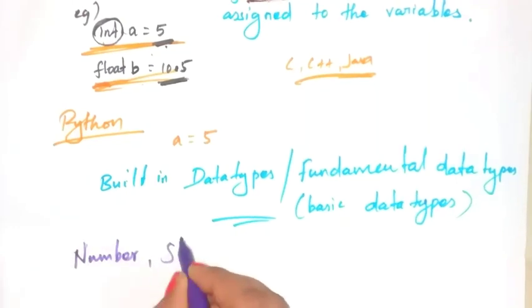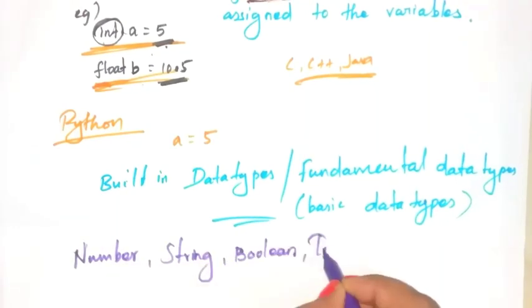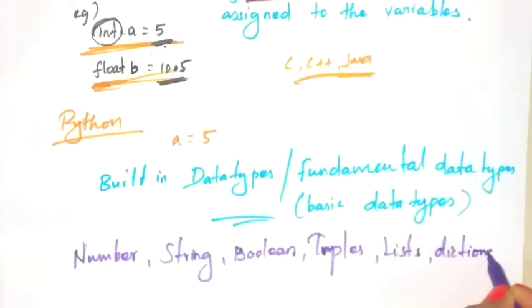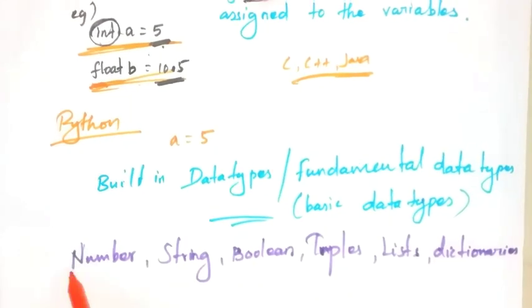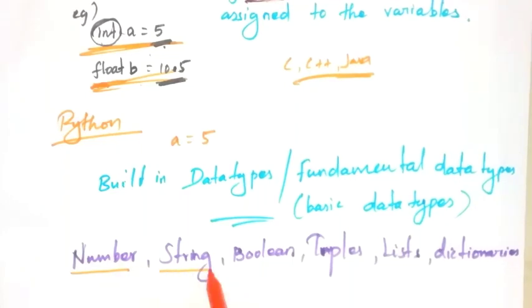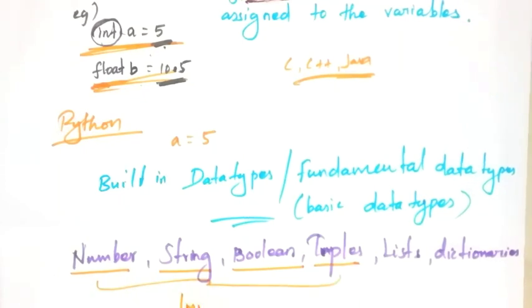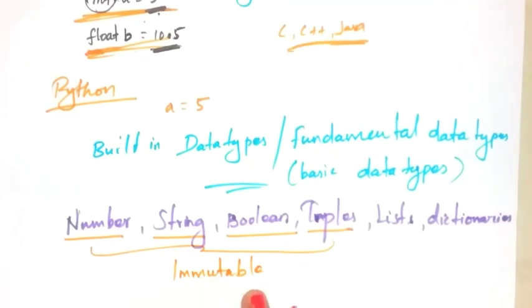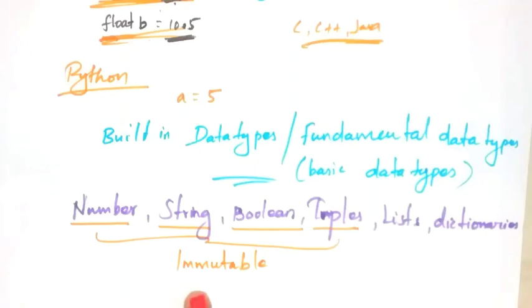Number, string, boolean, tuples, list, dictionaries. These are the commonly used data types in Python. Among the built-in data types, number, string, boolean and tuples are immutable data types. Immutable means once you assign a value to the variable, after that you cannot change that value. So immutable means unchangeable.